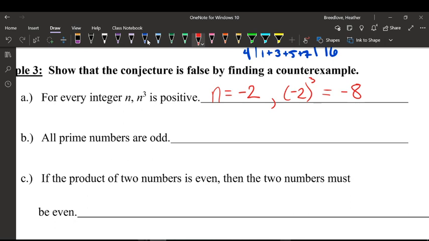All right, all prime numbers are odd. If I want to say that's false, I need a counterexample, which I already did earlier in the table. 2. Because 2 is prime but not odd.